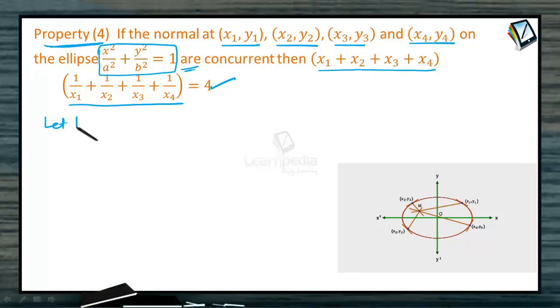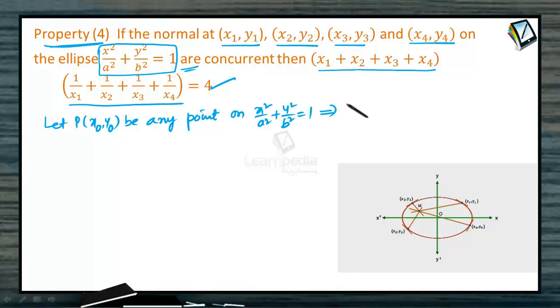Now let us take P of (x0, y0), any point on the ellipse x square by a square plus y square by b square equal to 1. Since this is any point on the ellipse, obviously it will satisfy the ellipse. So y naught square is b square by a square into (a square minus x naught square). This is the value of y square which is used further in due course.